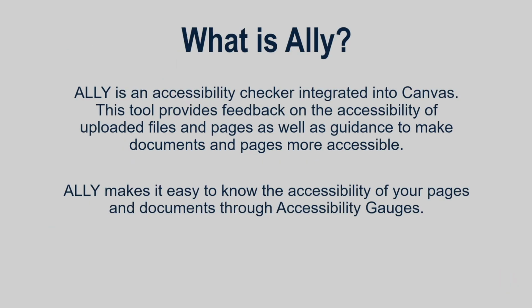So what is Ally? Ally is an accessibility checker integrated into our instance of Canvas. This tool provides feedback on the accessibility of uploaded files and pages, as well as guidance to make documents and pages more accessible. Ally makes it easy to know the accessibility of your pages and documents through accessibility gauges.